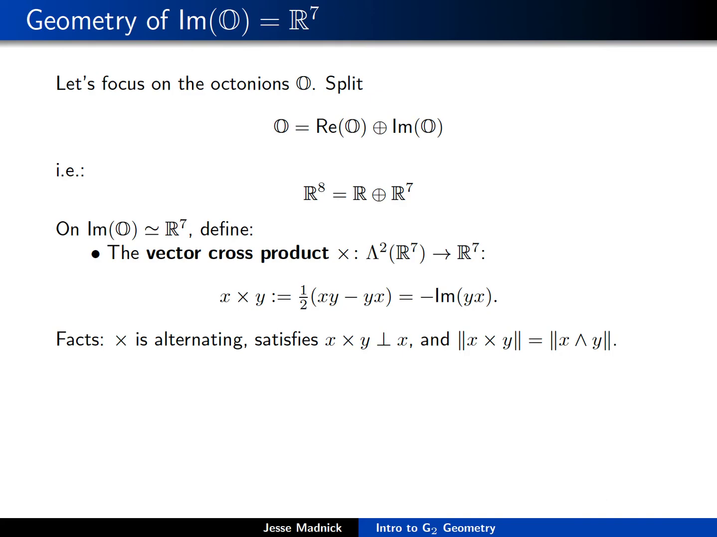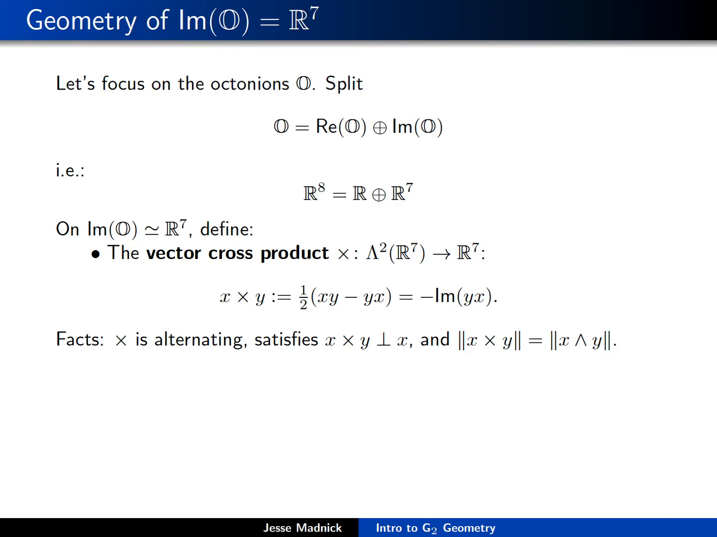Okay, so it's this map here, x cross y, given essentially as the commutator 1/2 (xy minus yx), which is the same thing as negative of the imaginary part of yx. And this is a vector cross product in the sense that this map is skew symmetric. And if you do x cross y, that's orthogonal to x. It's also orthogonal to y. And the length of x cross y is the area of the parallelogram spanned by x and y.